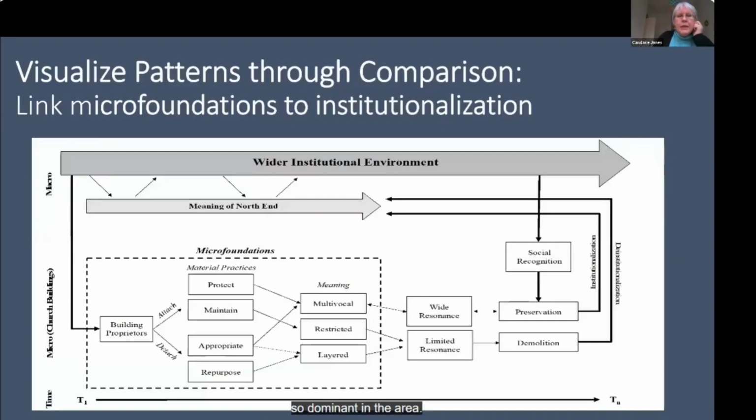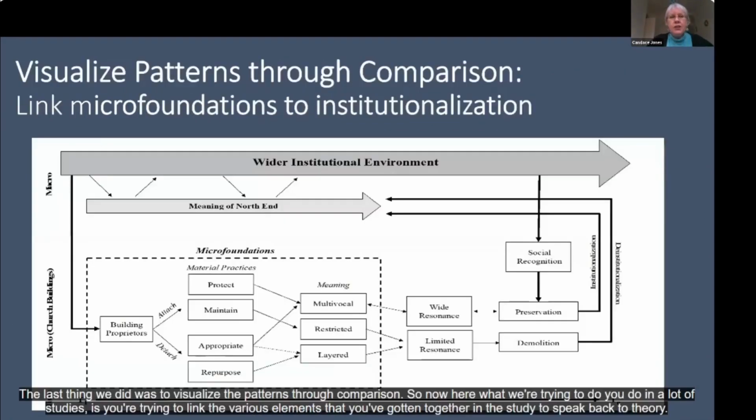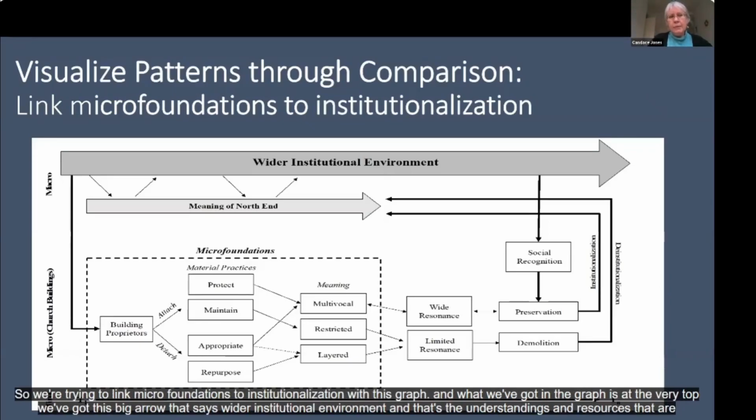The last thing we did was to visualize the patterns through comparison. So now here what we're trying to do, and what you do in a lot of studies, is you're trying to link the various elements that you've gotten together in the study to speak back to theory. So we're trying to link microfoundations to institutionalization with this graph.